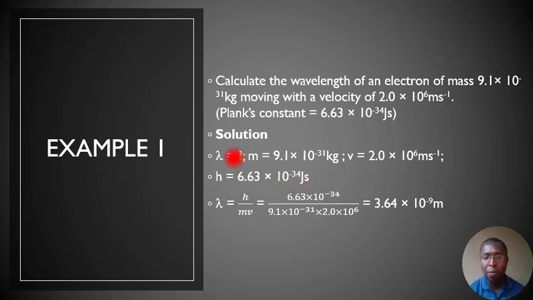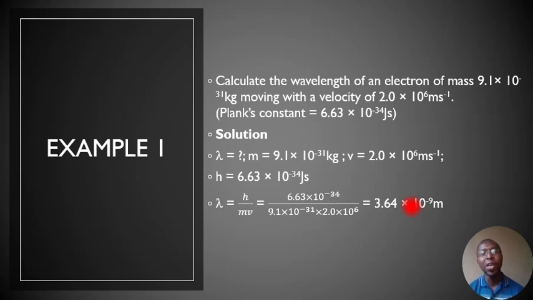Alright, so to calculate, our wavelength is equal to Planck constant over the product of mass and velocity of the electron. Planck constant is 6.63 times 10 to the power minus 34. And then we substitute the mass, which is 9.1 times 10 to the power minus 31, multiplied by the velocity of the electron, which is 2.0 times 10 to the power 6. So when we simplify this, we have the wavelength to be 3.64 times 10 to the power minus 9 meters. Simple, right?